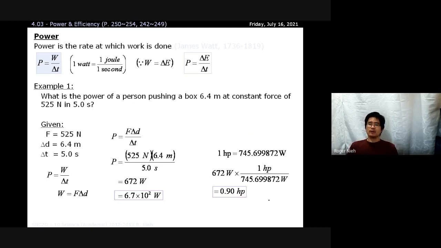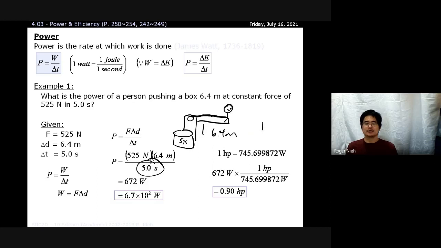And this is quite a bit of effort. Remember that 525 newtons is pretty much 525 crab apples. So imagine you trying to pull, and let me just draw a little picture. Let's say that you're standing over here, and you're pulling on a string. The string's connected to a pulley system where you have a big, big basket of 525 apples. So you're hauling 525 apples for a distance of 6.4 meters, and you're trying to do it in 5 seconds.